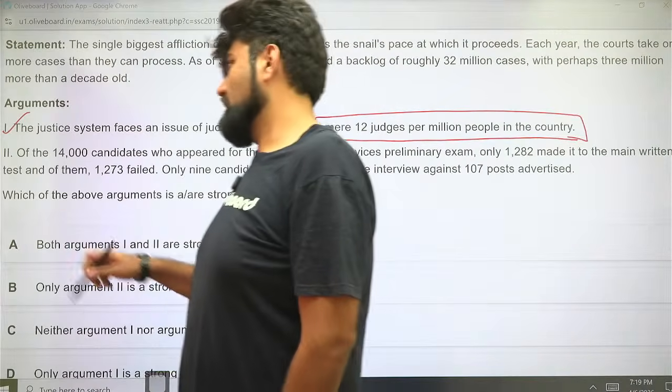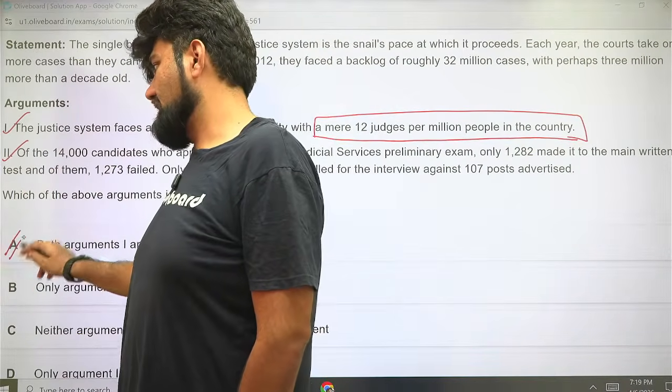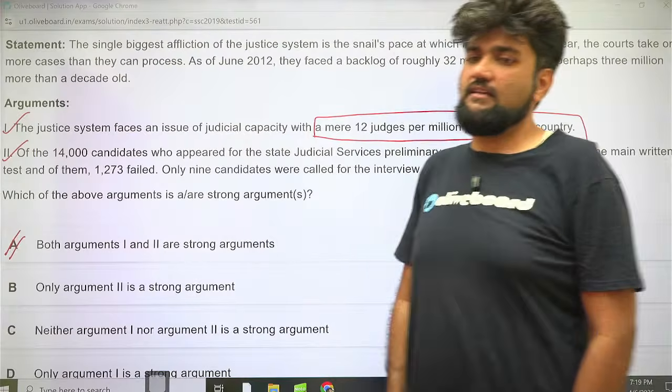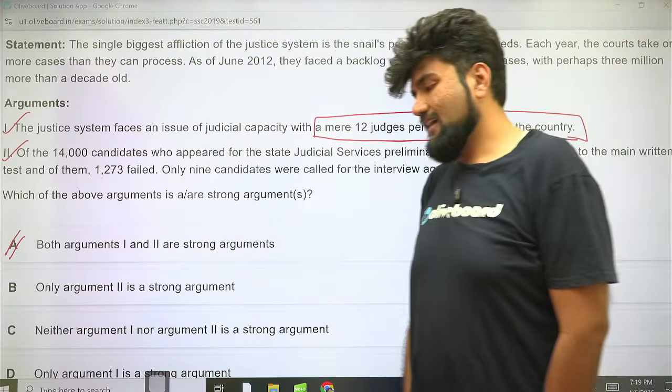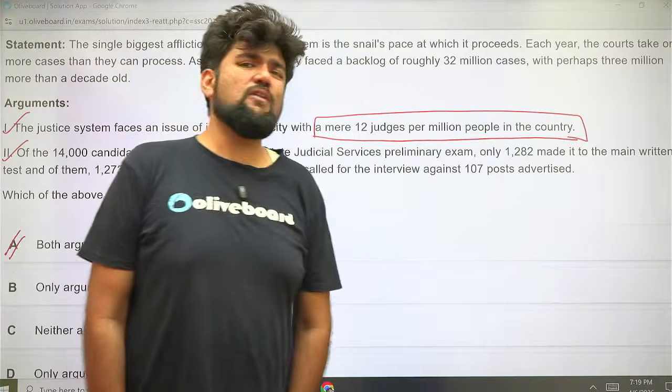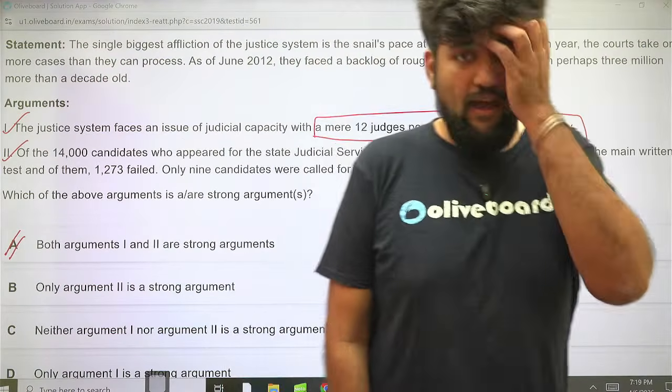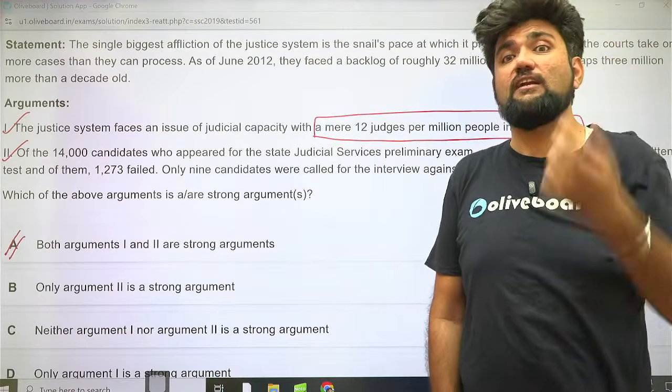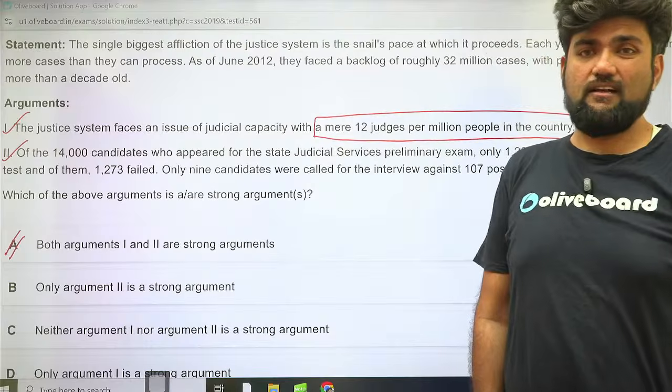Now, I know a lot of students end up marking option A as the correct answer. See, in critical reasoning, you have to understand, it's not just plain and simple read and answer. It's not simple comprehension. Even comprehension questions are pretty difficult. You have to have that knack.